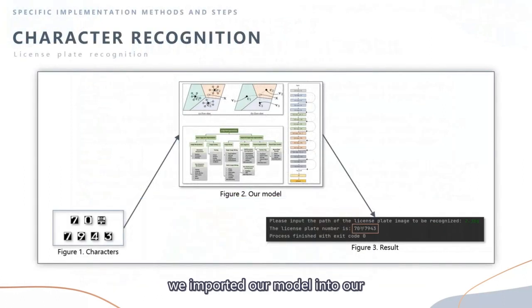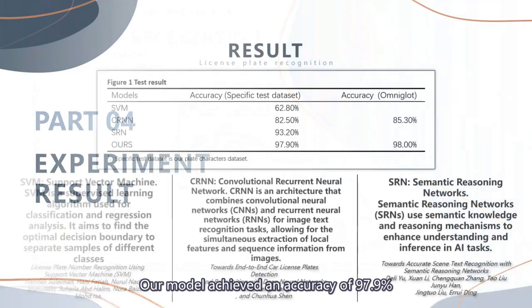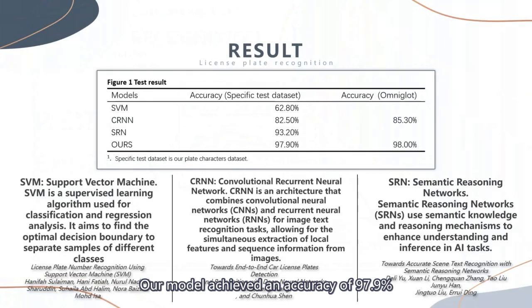Putting all this together, we imported our model into our practical application and observed the results. Our model achieved an accuracy of 97.9% on our own test set and 98% on the Omniglot dataset. We also evaluated the performance of traditional methods using the same training data as our model. The SVM only achieved an accuracy of 62.8%, while the CRNN achieved an accuracy of 82.5%. The SRN achieved the highest accuracy among the traditional methods, scoring 93.2%. However, it is still lower than the accuracy of our model.